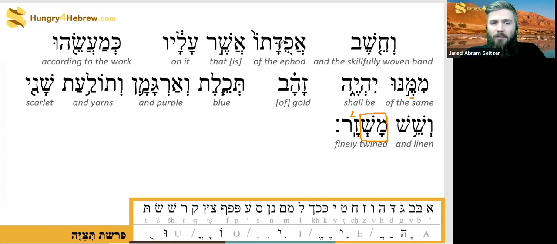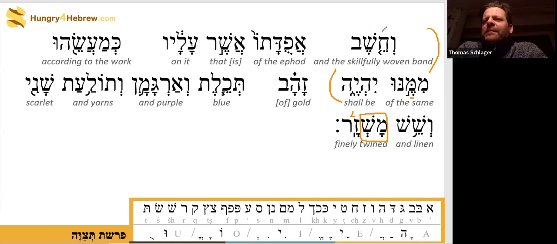Vecheshev afudato asher alav kema'asehu mimenu yihye zahav, tchelet, v'argaman v'tola'at shani v'shesh moshzar. All right, this feels a lot like a repeat of what we read earlier. I think all of this is kind of new, but this list of threads is a repeat from earlier. Cheshev. What's the root?